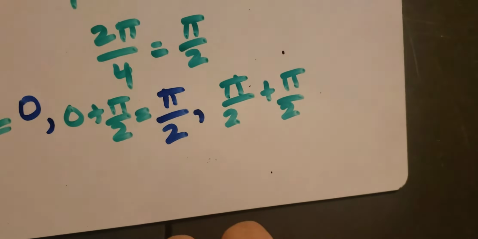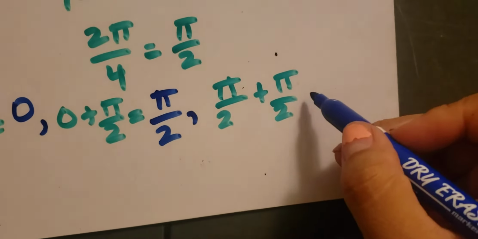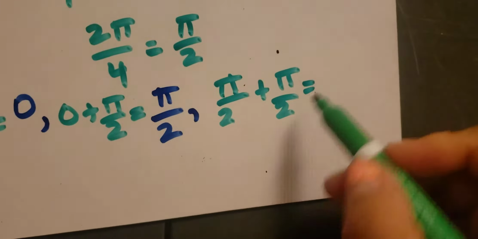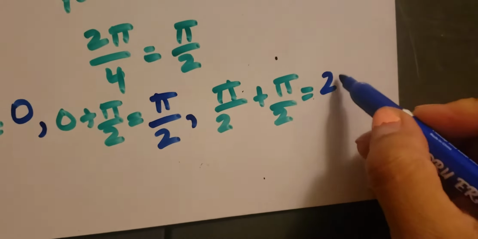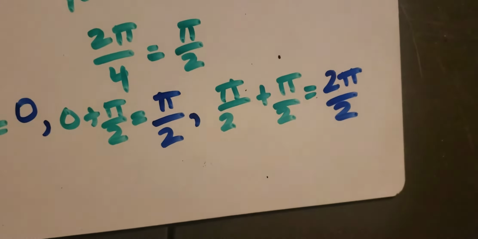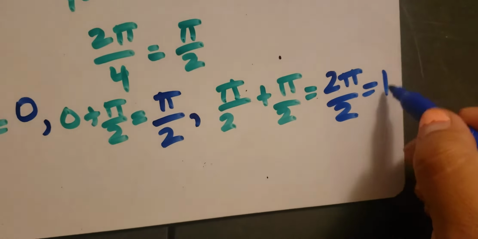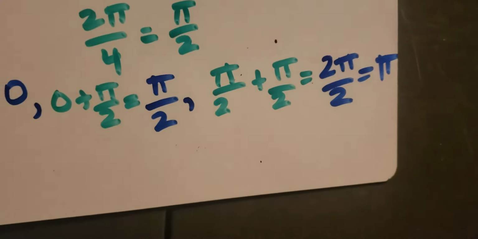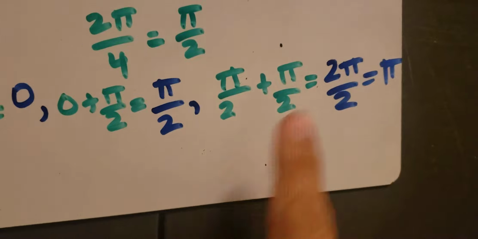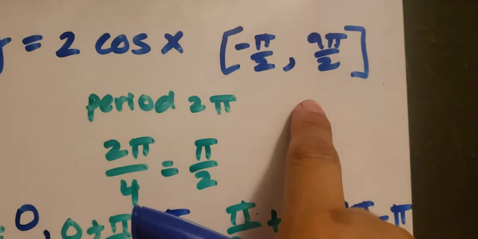And that should give you 2 pi over 2, which is the same as pi. Okay. Keep going. We're not stopping till we get to 9 pi over 2.